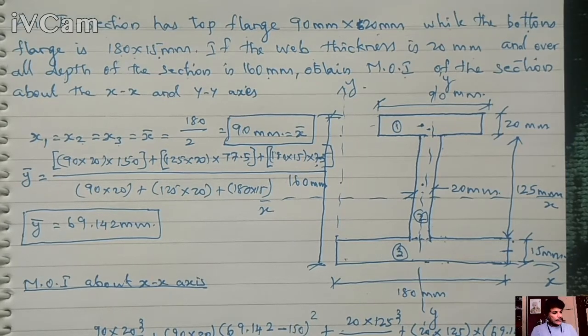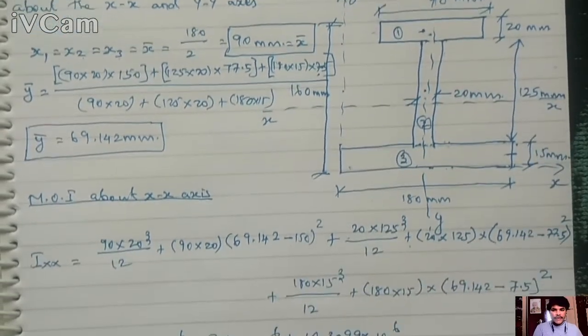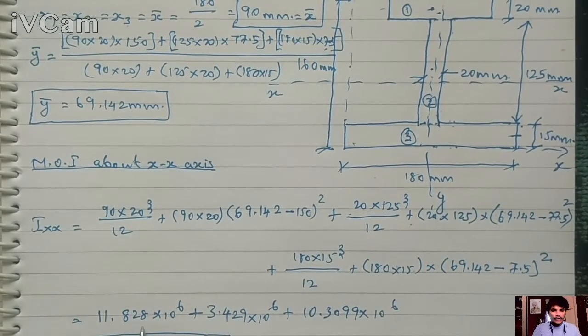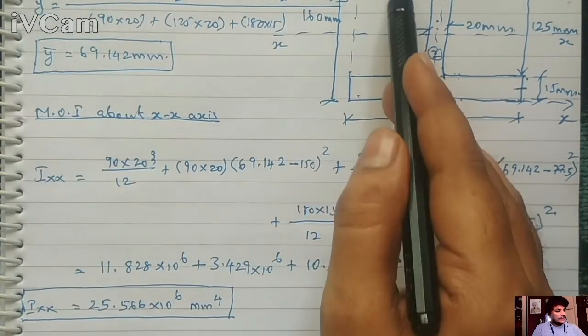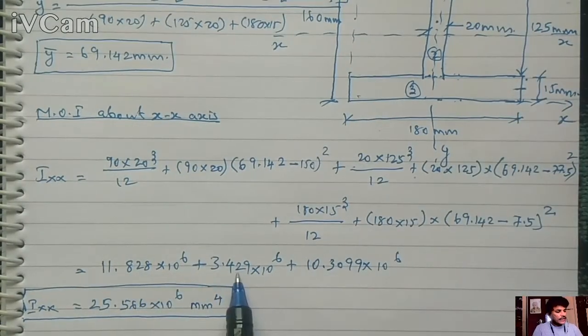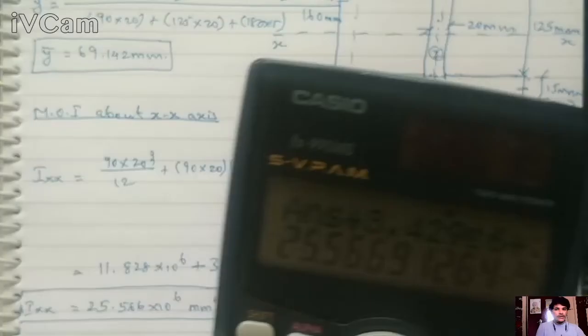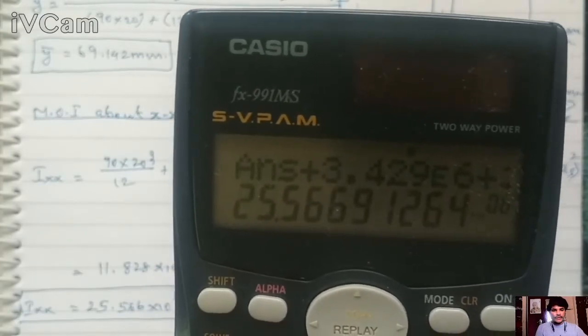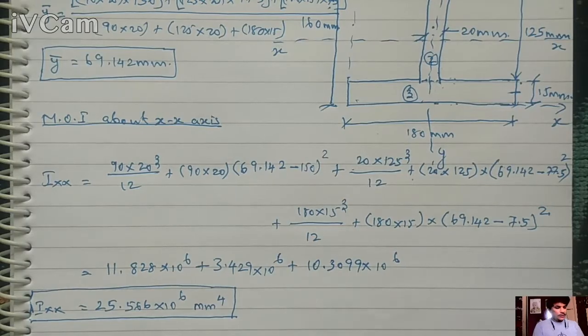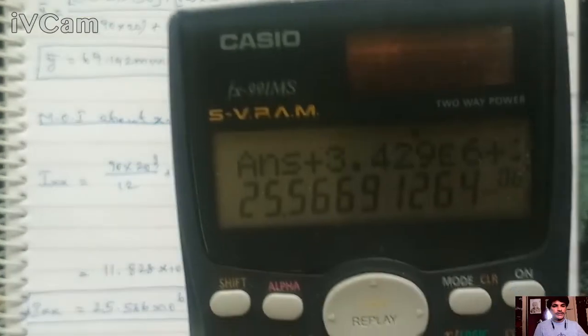So I have calculated the Ix value. For the first section, 90 by 20, it is 11.828, for the second web section 3.429, and for the third section 10.309, into 10 power 6. You can sum all these three and you will get 25.566 into 10 power 6 mm power 4. So the Ix value is 25.566 into 10 power 6 as per my calculation.